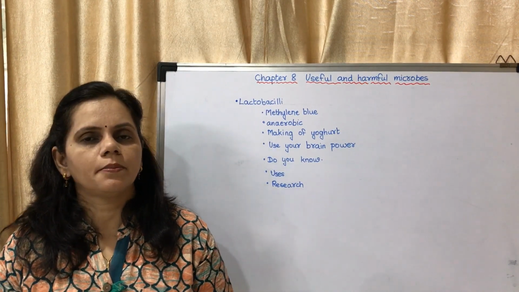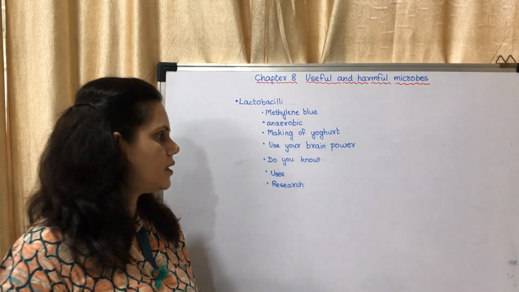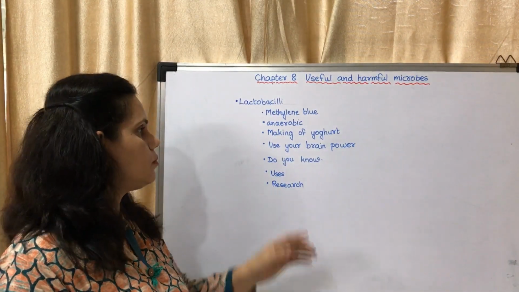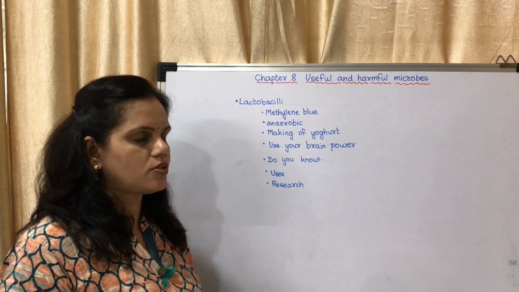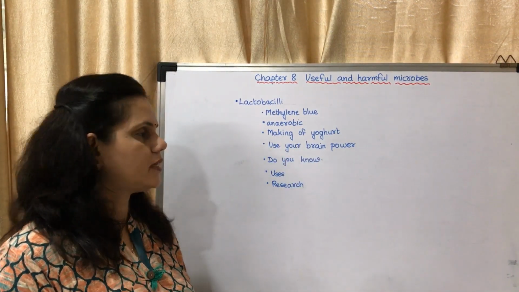Okay, so this is about lactobacilli. So what are the points which you have to mark under this? It is the stain which is used, that is methylene blue. It is anaerobic. Anaerobic means which functions in absence of oxygen. Making of yogurt, the steps, it is a 3-mark question.